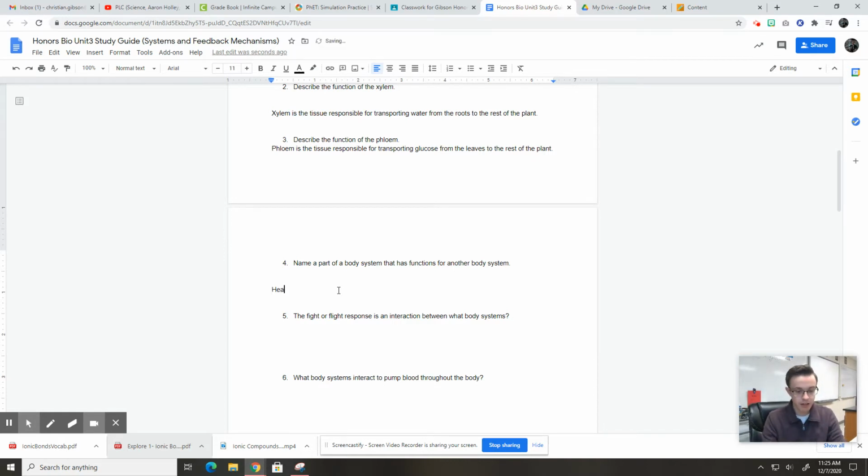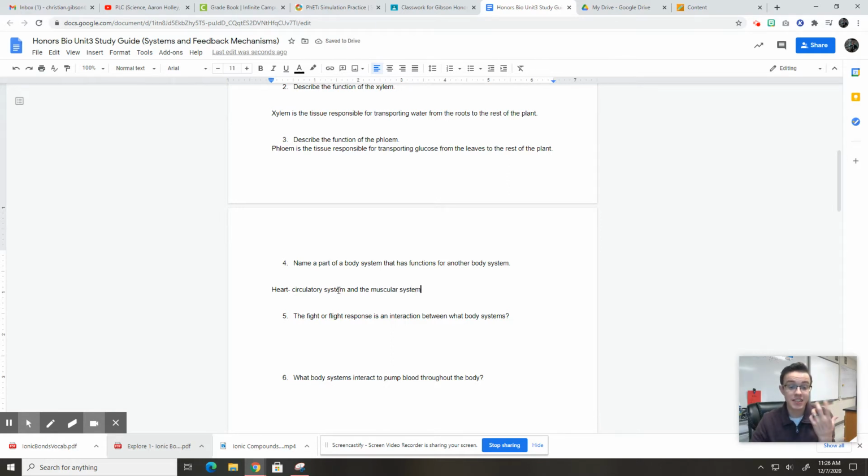So let's talk about the heart. Think about stereotypically what body system you think the heart would be involved in. Most of us would say it'd be in the circulatory system. It's what pumps the blood. It circulates the blood throughout the body. But how does it pump it? Well, your heart is a giant muscle that contracts to pump that blood. So guess what? The heart is also in the muscular system.